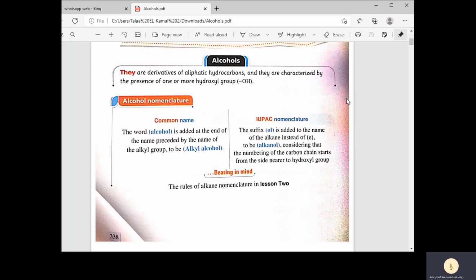اقول ايه؟ ميثايل الكحول. طب بالايوباك هنعمل ايه؟ بنحط suffix OL is added to the name of the alkane instead of E. يعني مثلا هو ميثين، يبقى اشيل ان واحط ال، يبقى ميثانول. لو هو بروبين يبقى بروبانول، لو هو بيوتين يبقى بيوتانول، and so on.